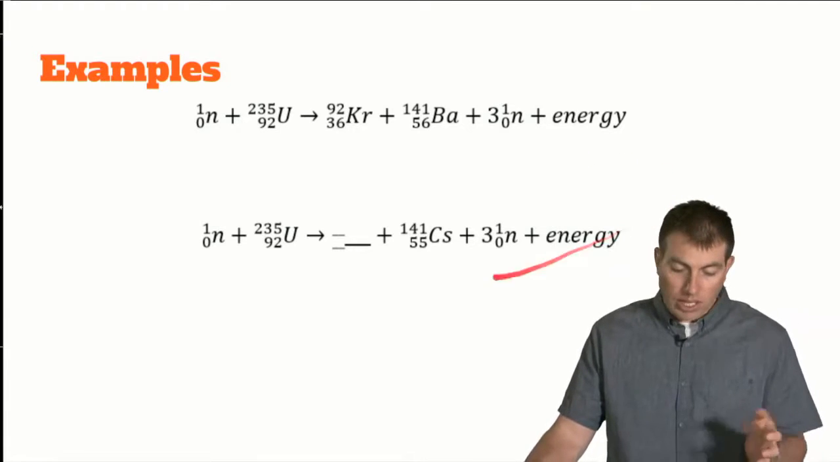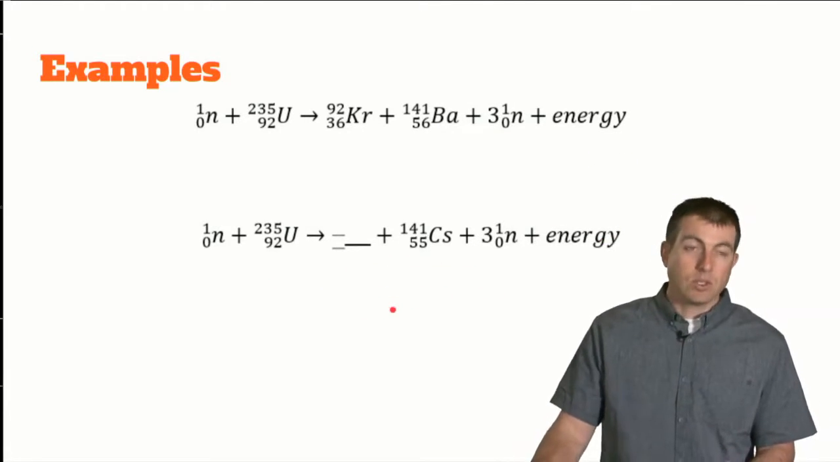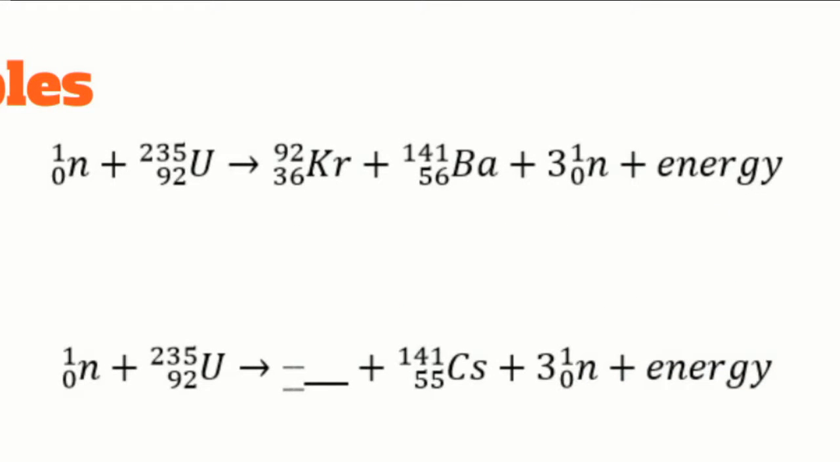The second way, or a second way, is down below. So let's see if you guys can figure out what this missing element is here. Again, we're starting with the same thing: neutron and uranium-235, they get smashed into one another. We get some cesium produced, we get 3 neutrons, some energy, and what is the missing element?